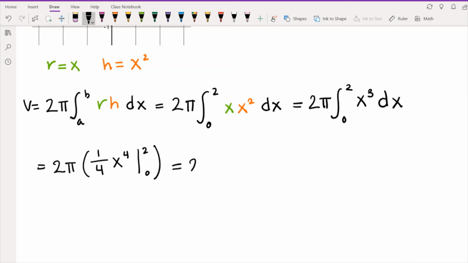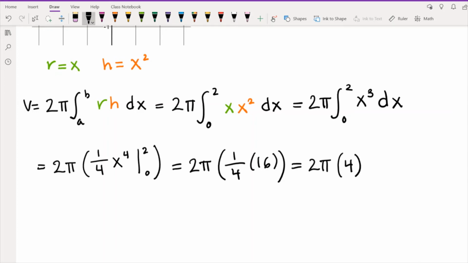And so that gives us 2 pi times, so if we plug in 2 for x, we get 2 to the 4th, which is 16. So we have 1/4 times 16. And then at 0, we'd get nothing, so we don't need to worry about that one. So that gives us 2 pi times 4, and that gives us 8 pi.